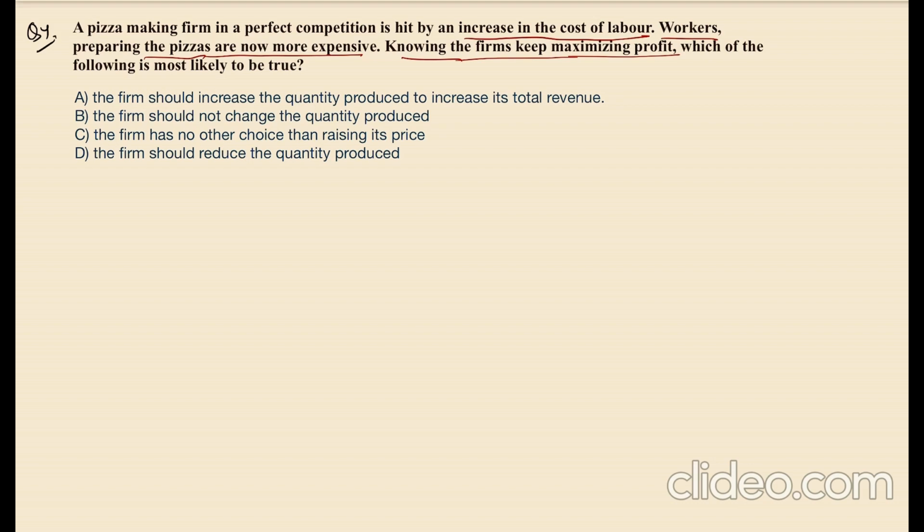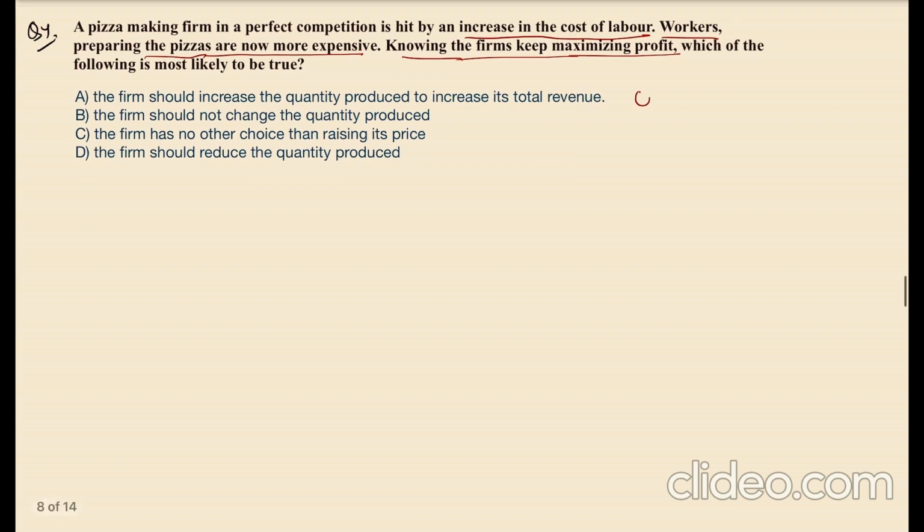If we see option A, the firm should increase the quantity produced to increase its total revenue. So they are saying that the firm should increase the quantity. Option B, the firm should not change, so Q remains the same. Option C, the firm has no other choice than raising the price. They're saying the price should increase. Option D, the firm should reduce the quantity produced. That is, Q should decrease.